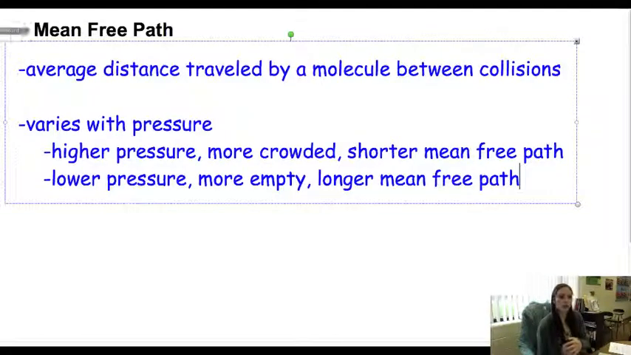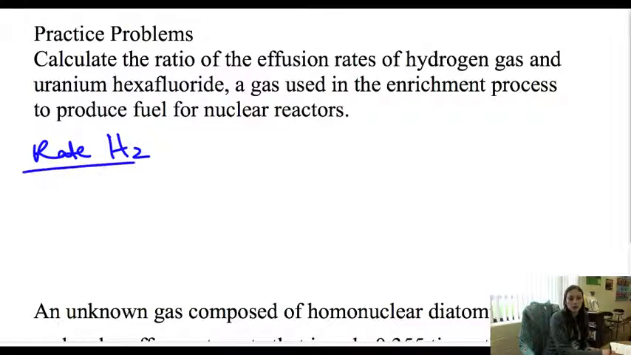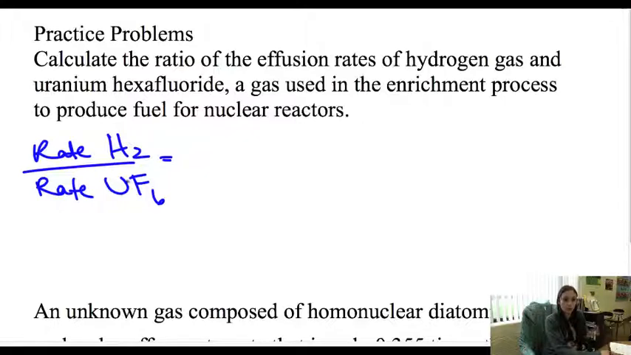So let's try the first problem here that deals with the rates of effusion. It says calculate the ratio of the effusion rates of hydrogen gas and uranium hexafluoride, a gas that's used in the enrichment process to produce fuel for nuclear reactors. So we want to know the ratio of the rate of effusion of H2 compared to the rate of effusion of uranium hexafluoride, UF6. If I want a ratio here, that means I'm looking at the rate of this compared to the rate of that.